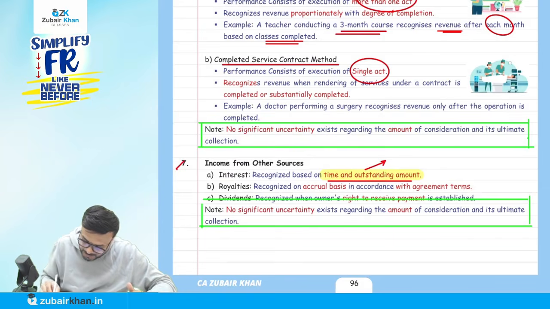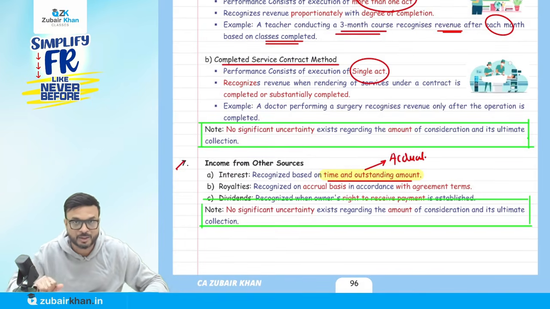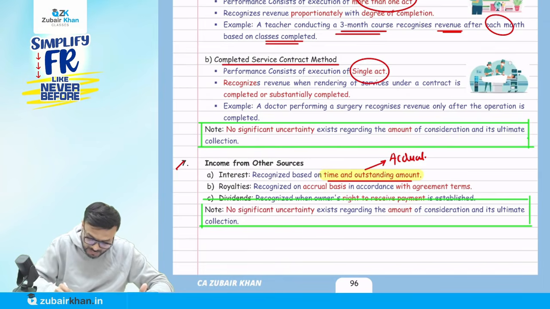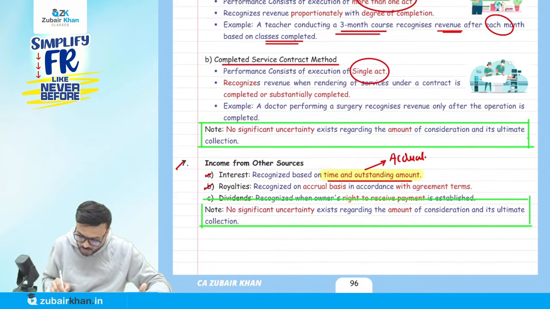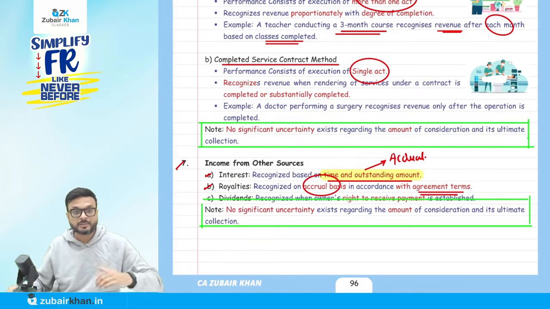But they didn't use the word accrual, so you are also not going to use the word accrual in the examination here. But when it comes to royalty income, then they use the word accrual basis here, okay? In accordance with the agreement terms. What does it mean? Let me tell you.